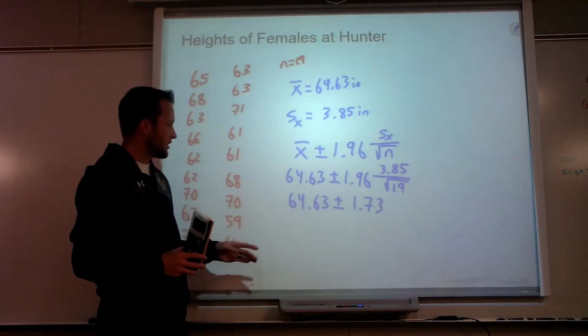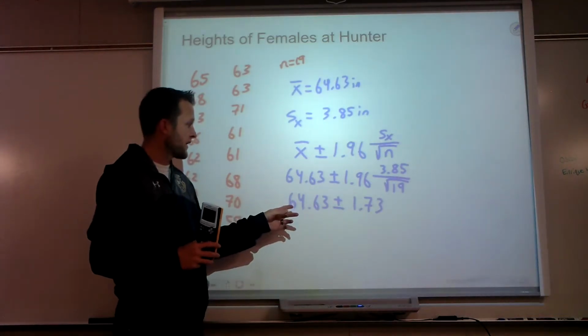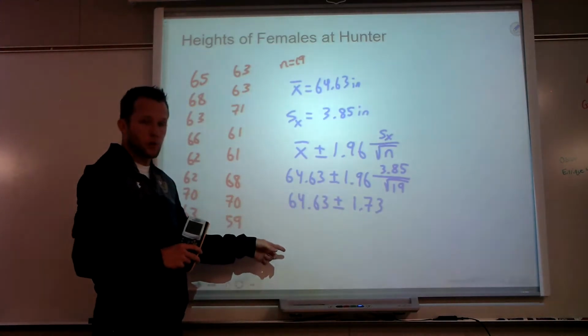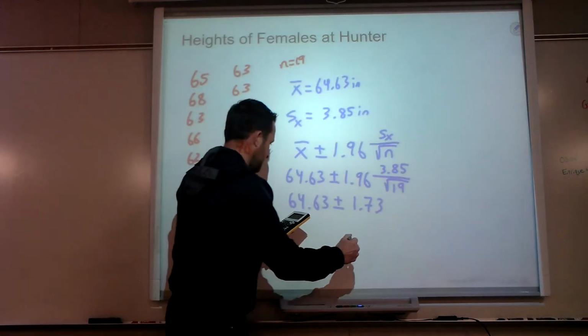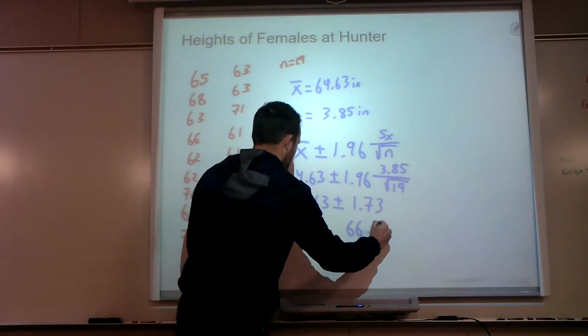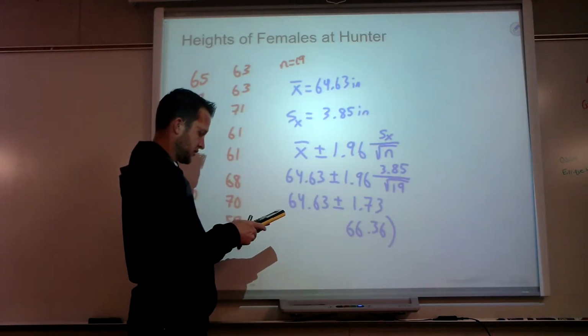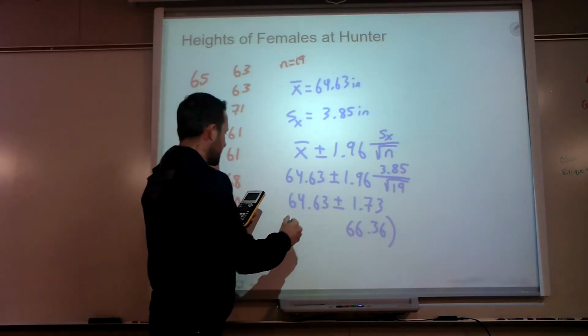Now what that means is that I'm going to add 1.73 to 64.63, and that'll give me the upper limit. Then I'm going to subtract it, that'll give me the lower limit. So let's do that. 64.63 plus 1.73 is 66.36. 64.63 minus 1.73 is 62.9.